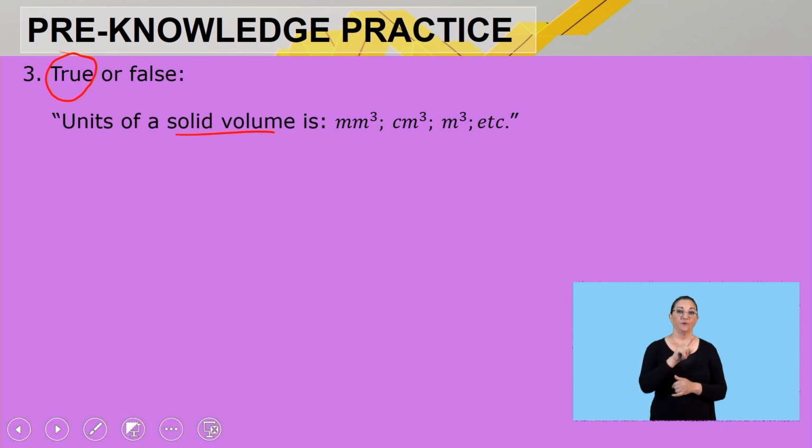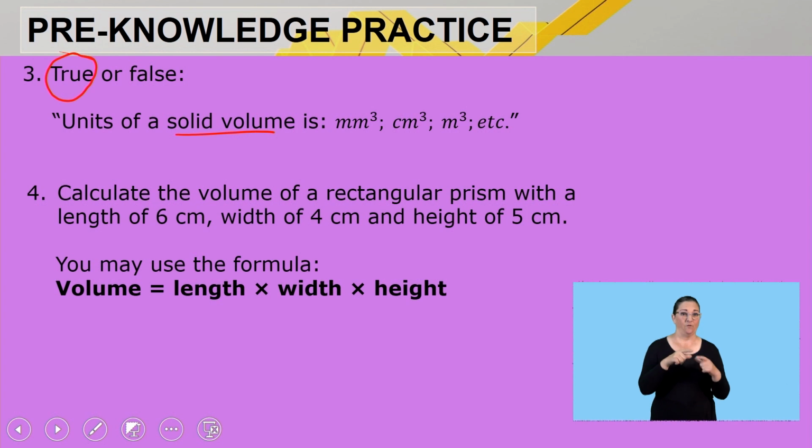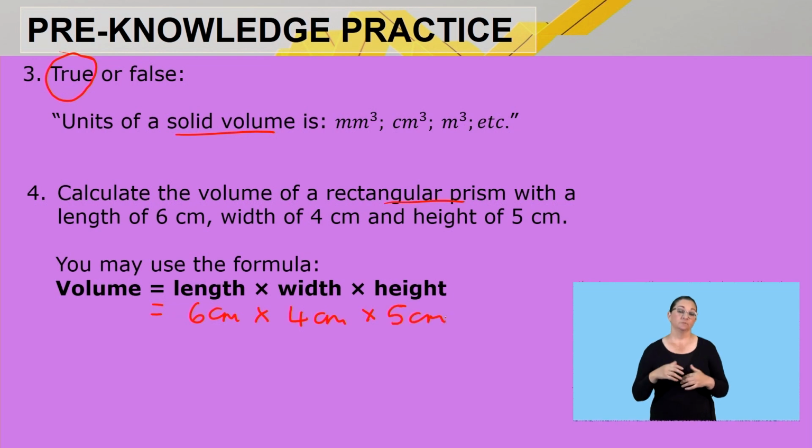Okay, question number 4. It says calculate the volume of a rectangular prism with a length of 6 centimeters, width of 4 centimeters, and then the height of 5 centimeters. Then I've indicated here, you may use the following formula, length multiplied by width multiplied by your height. So it's just a matter of substituting, simplifying, and then writing our answer.